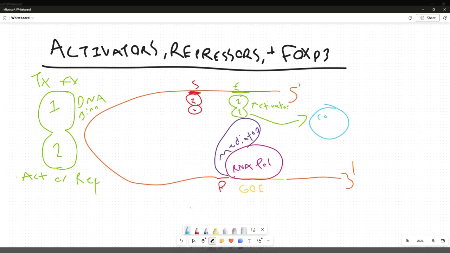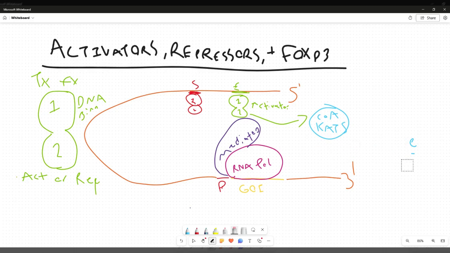So a co-activator, and we'll use Cat5, the enzyme, in this example. Cat5 is an acetyltransferase. Again, ase is an enzyme. This means it will add acetyl groups to something. In this case, the something is a histone.